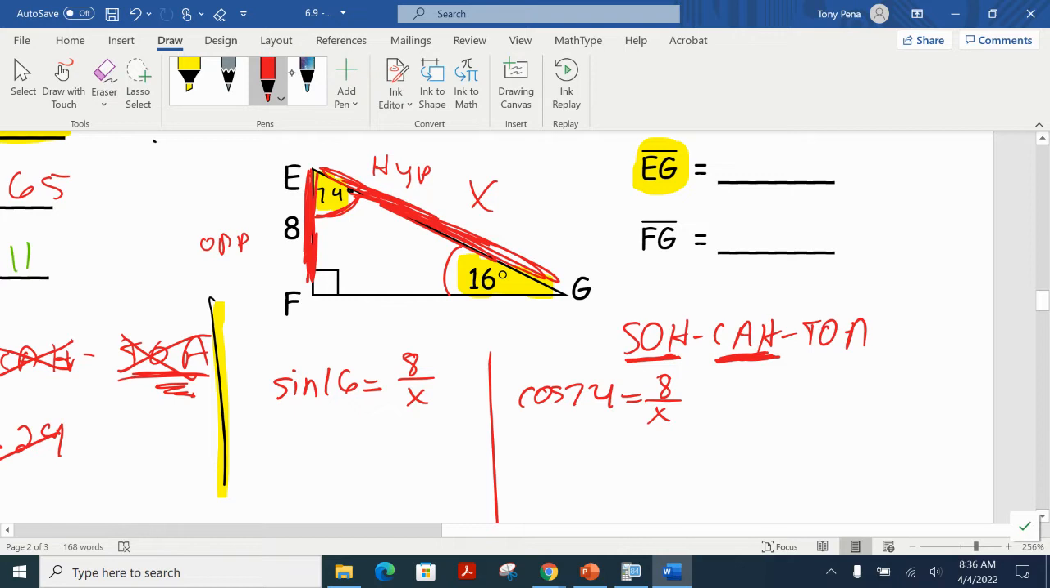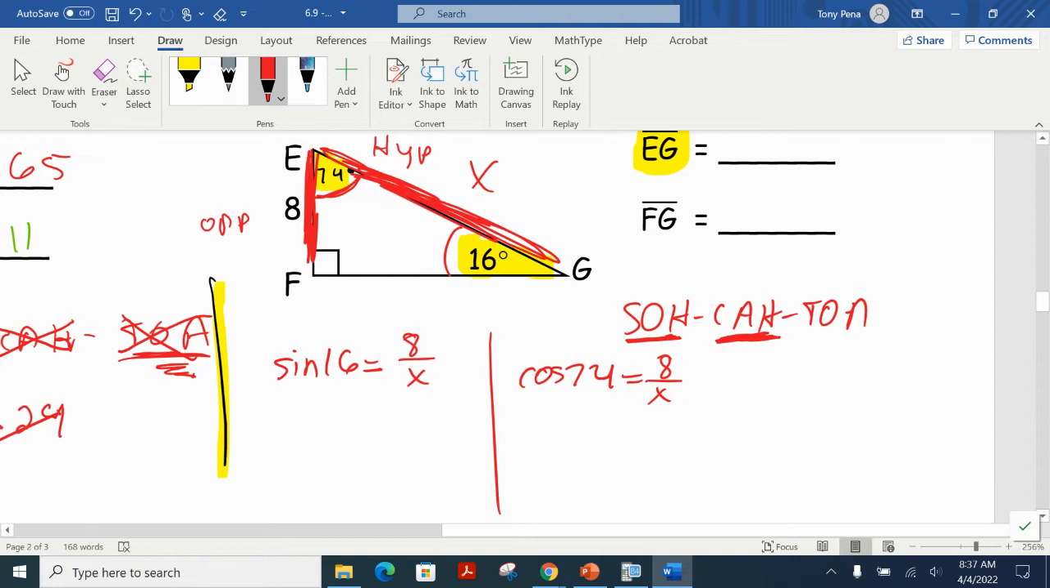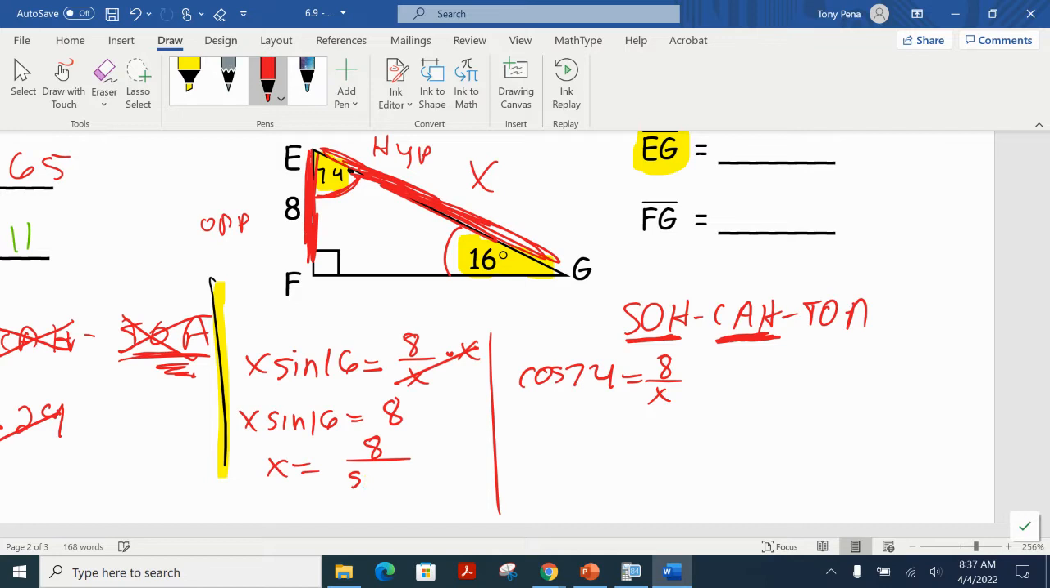But then we need to be able to solve this. So we still need to kind of go through that process. I did not see if you solved this correctly. Omar, are you confident you solved this correctly? I saw your setup. What did you do next? Multiply X. Good. So we want to get rid of that X, so we're going to multiply that over so that we now have X times the sine of 16 is equal to 8. And then we got to do what? Good. Divide that sine of 16 over so that that is what you are plugging into your calculator.